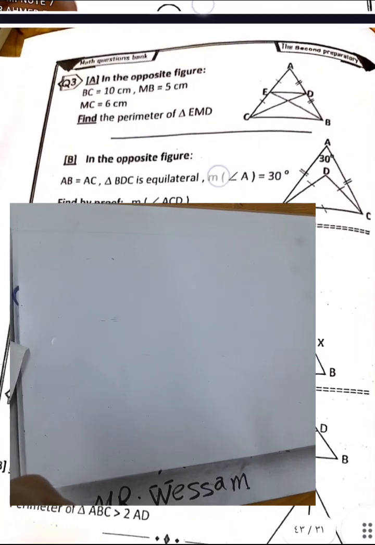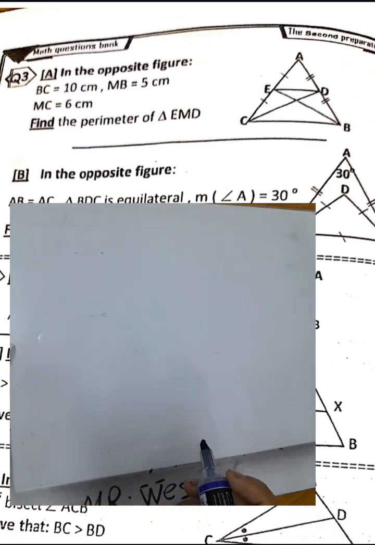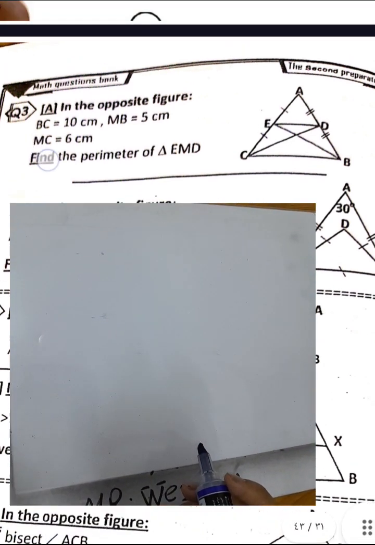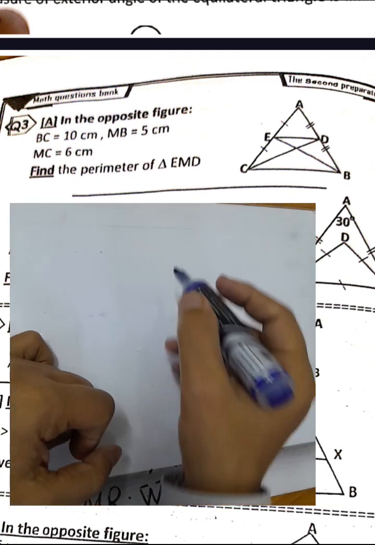Now, question number 3, letter A. In the opposite figure, find the perimeter of the triangle. We can find the perimeter of the triangle here. How? By using the rule.